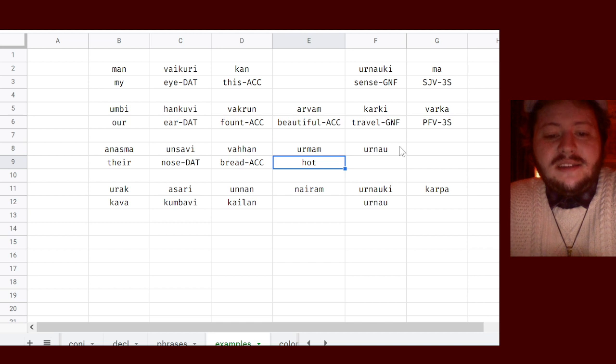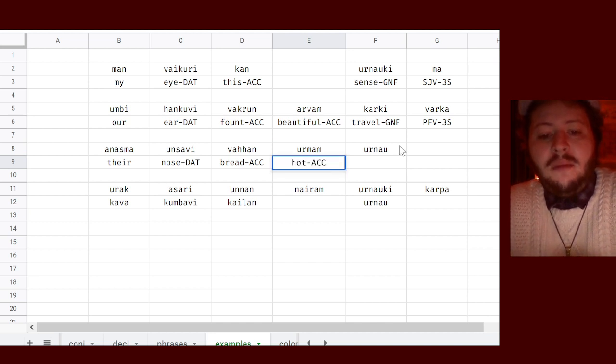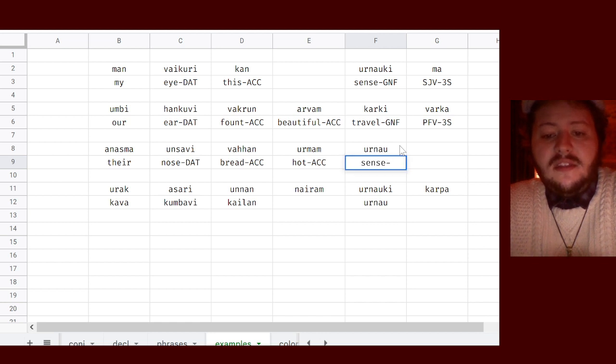And it's hot, and that's also accusative. You can tell by the M at the end. Urmam, vahan, urmam, urnao. And this is sense in the third person singular because it's not them who are smelling it. It's the sense of the warm bread is in their nose, and there's no subject.